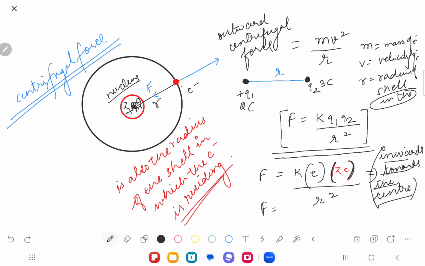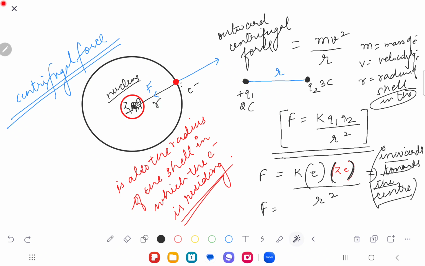Do you understand? Yes. This is the formula for the outward force that this electron will be experiencing. And why is this electron experiencing this force? Because it is rotating on this circular path. Are you understanding my point? That is the concept. Do you understand this?